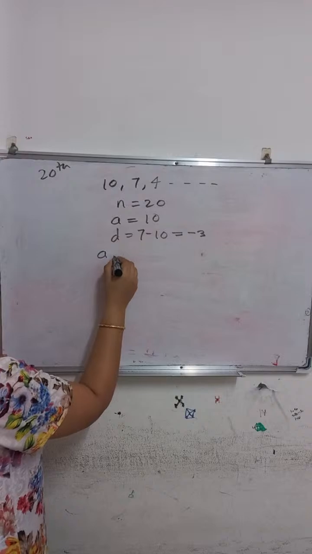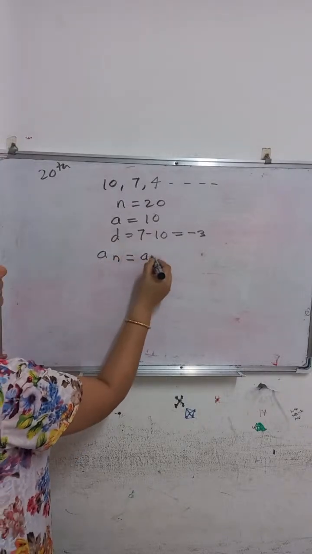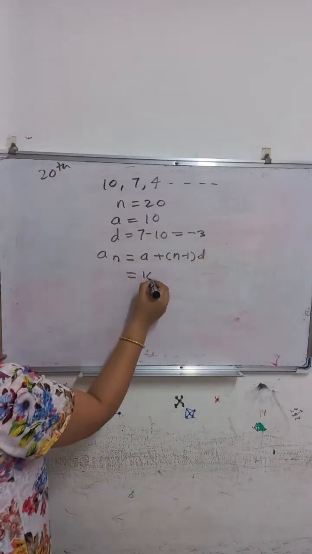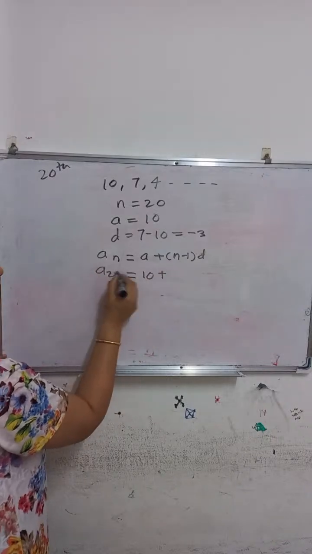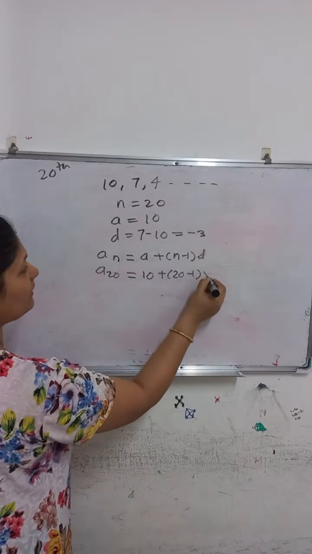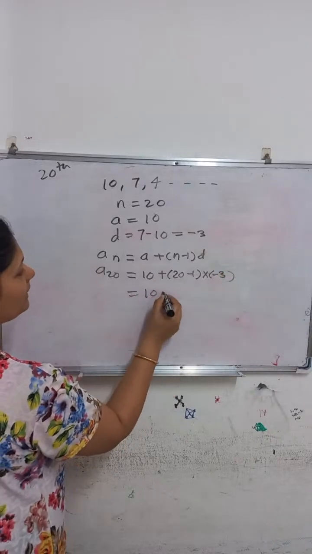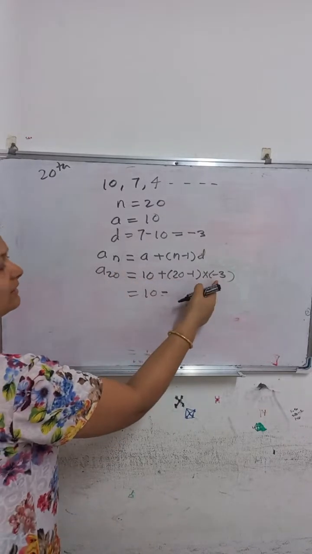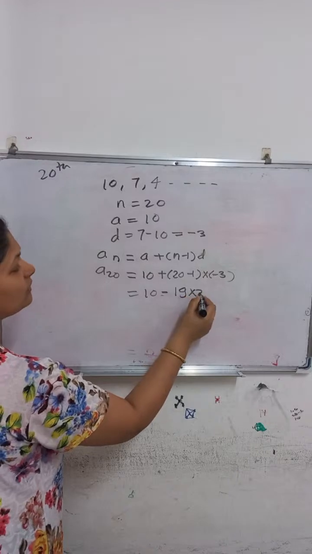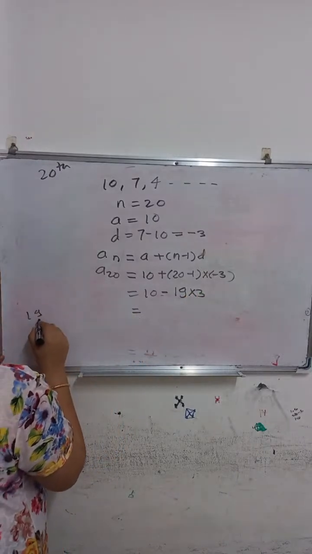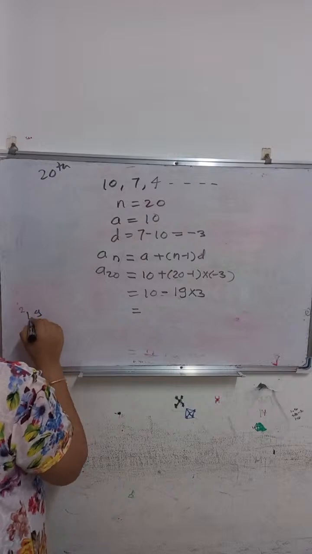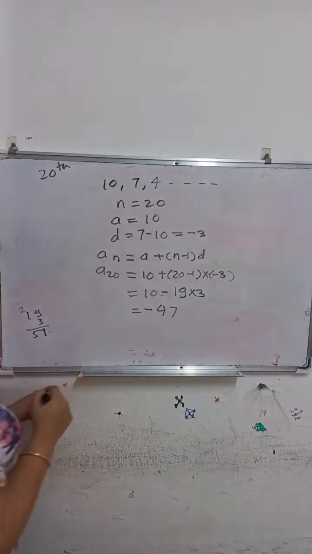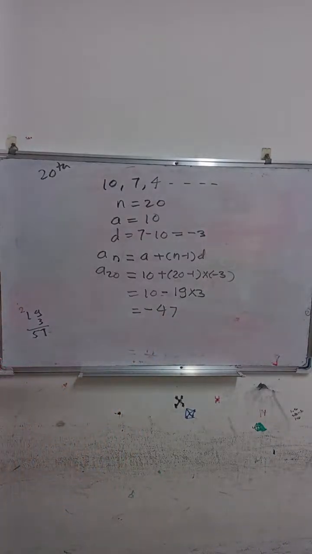So which formula can we use? An is equal to A plus n minus 1 into D. A is nothing but 10. n will become 20, minus 1, into D, minus 3. So 20 minus 1 is nothing but 19. 19 into minus 3 is minus 19 into 3. Okay, now check here. So it will come minus 47. Minus 47 is the answer.